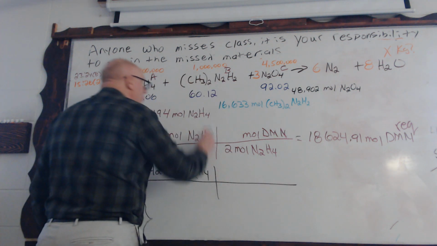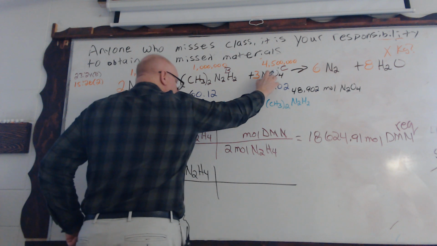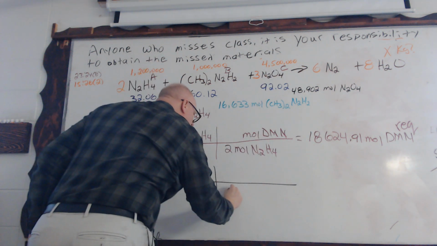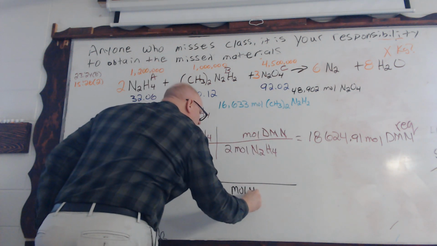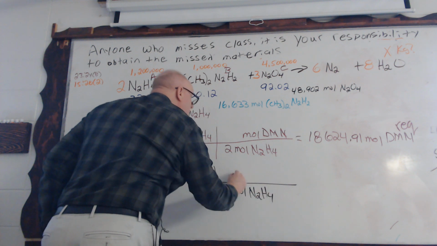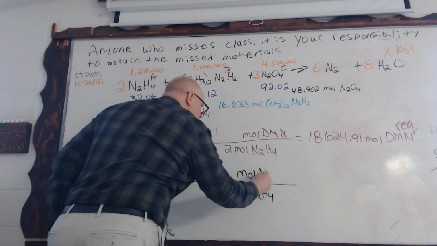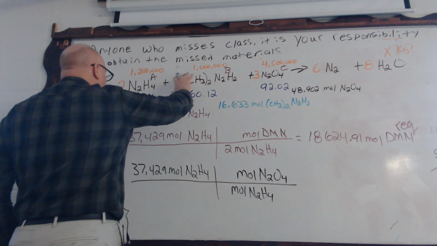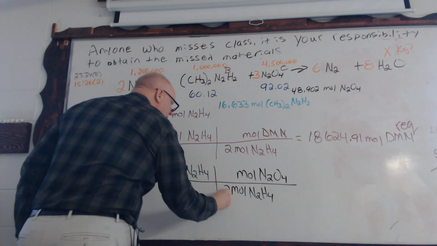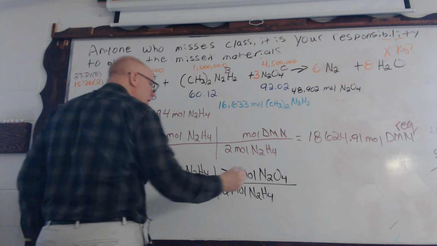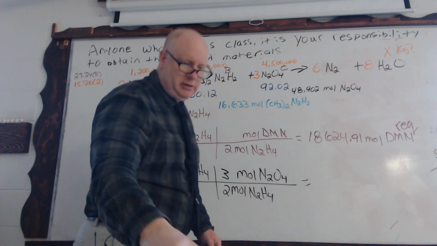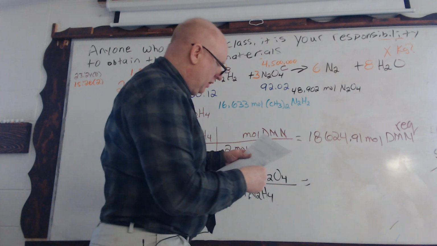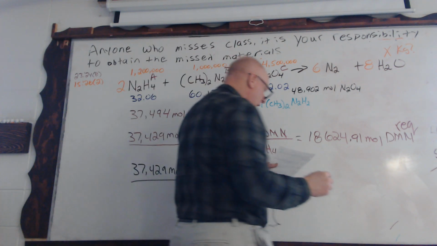Okay, and we're going to convert it to moles of C, or N2O4. For every mole of N2H4, we get a mole of N2O4. Going back to our balanced chemical equation, a 2 down here, a 3 here, and then multiplying that out gives us approximately 55,847.